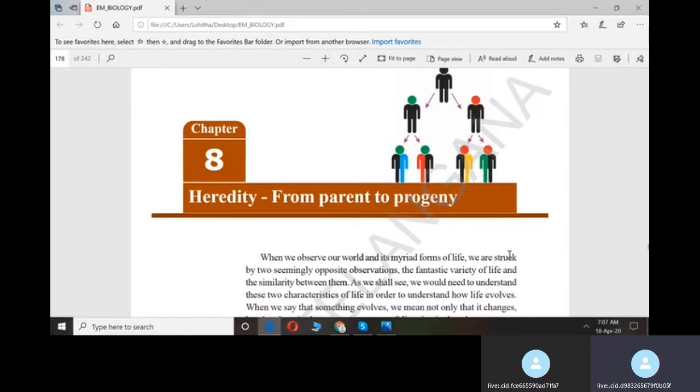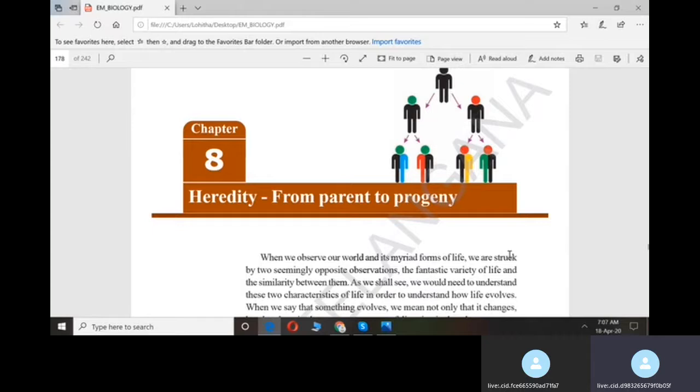Here we have to understand how the new characters are coming from our parents as well as from our grandfather and grandmother, either from father's side as well as mother's side. The characters which are coming from our parents are called hereditary characters, and the characters which are coming from our ancestors, from our grandparents, are called inherited characters.